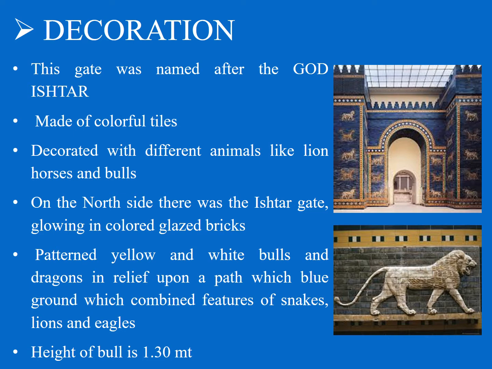On the north side there was the Ishtar Gate, glowing in colored glazed bricks, patterned with yellow and white bulls and dragons in relief upon a blue ground, which combined features of snakes, lions and eagles. The height of the bull is 1.3 meters.